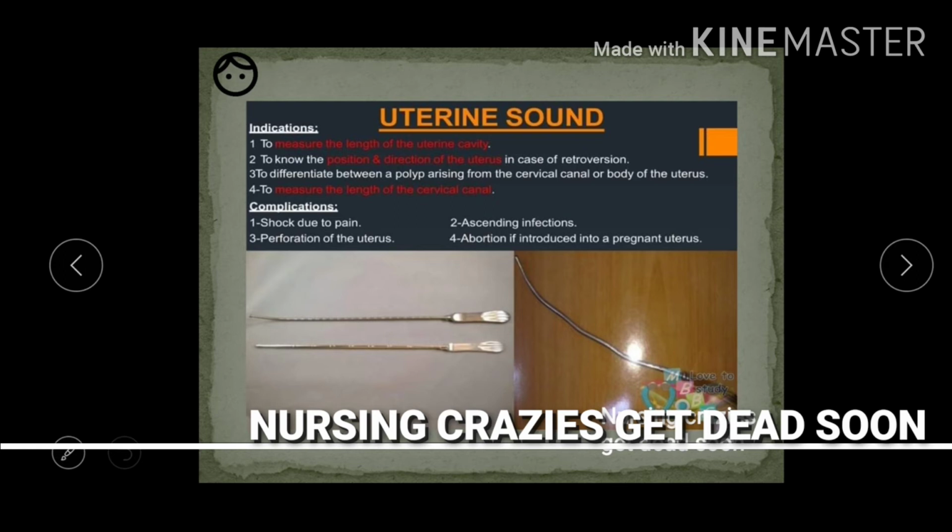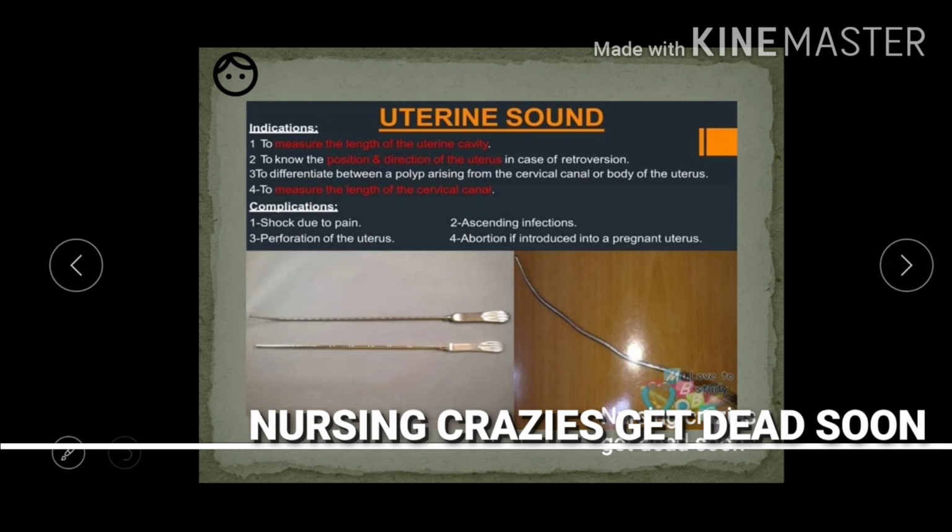So there are many abnormalities: retroverted, anteverted, dextrorotated uterus. So many positional complications or abnormalities are there. In that case also we are using this instrument for the direction of uterus. Then the third one is to differentiate between a polyp arising from the cervical canal or body of the uterus. So to identify whether the polyp is arising from the cervical canal or from the body of the uterus, in that case also we are using the uterine sound. Then next one is to measure the length of the cervical canal. So that is also another use of this uterine sound.